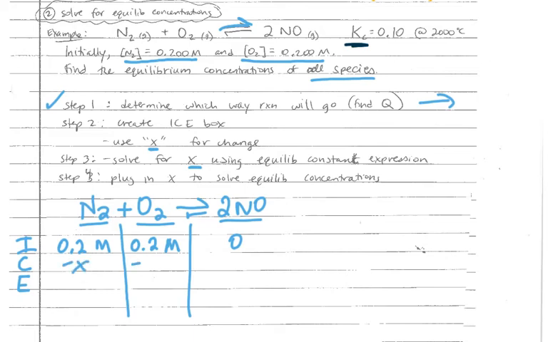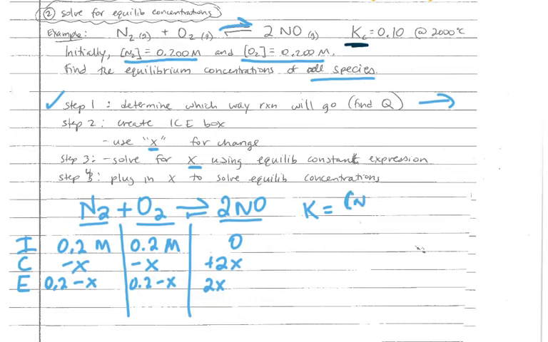The oxygen will also go down by that same value of X. And according to the stoichiometry, the nitrogen monoxide is going to go up by twice that value of X because of that 2 coefficient. So we can say that at equilibrium, the nitrogen will have a concentration of 0.2 minus X, and the oxygen will have a concentration of 0.2 minus X, and the nitrogen monoxide will have a concentration of 2X. And we can plug those into the equilibrium constant expression and solve for X because we're given the value of K.